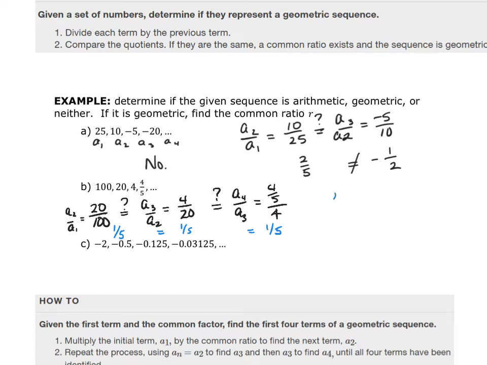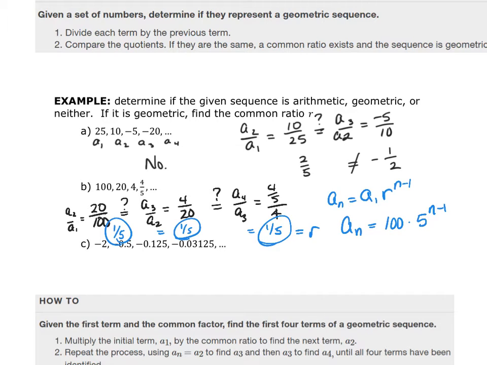Using the fact that a sub n is equal to a1 times r raised to the n minus 1, this ratio that remains the same is my r. So my a sub n is equal to my initial term, which is 100, multiplied by 1/5 raised to the n minus 1. You're going to ask me, can I clean that up? Absolutely I can clean it up algebraically, or I can just leave it like that.